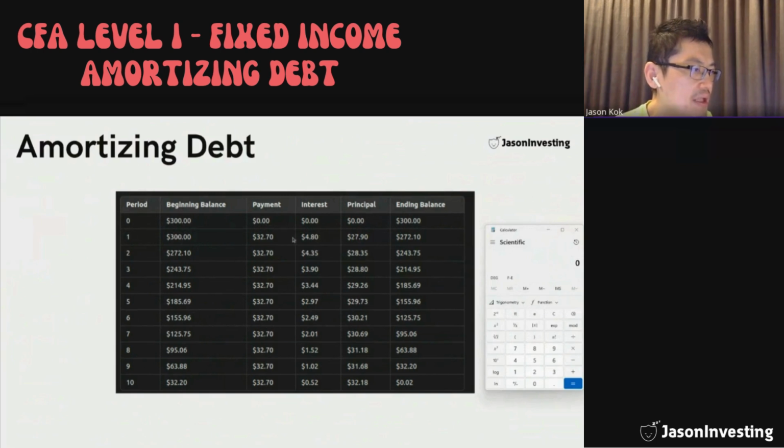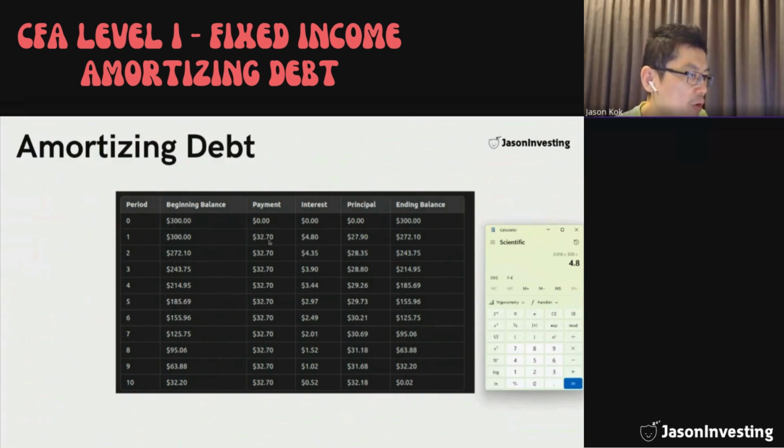But how do we actually distinguish between these two? Remember that the interest rate is 3.2%, and it's semi-annual, so this will result in 1.6%. Dividing 1.6% by 100 gets you 0.016. Multiply by the initial beginning amount, which is 300, and this will result in 4.8. So this is the interest. You're actually paying a 1.6% semi-annual rate on the 300 principal, resulting in a 4.8 interest payment.